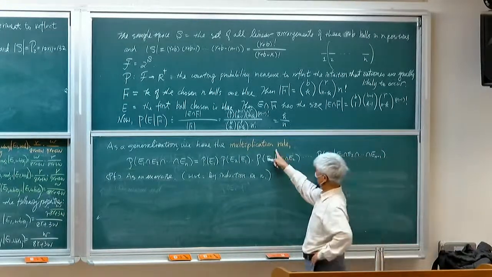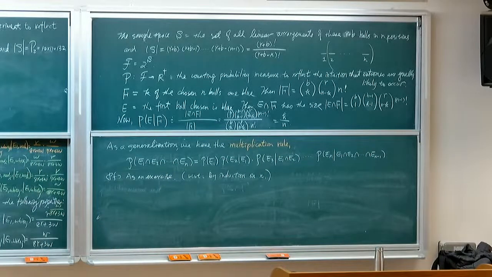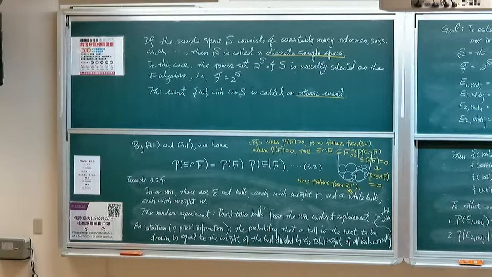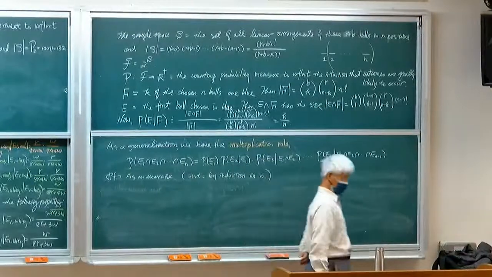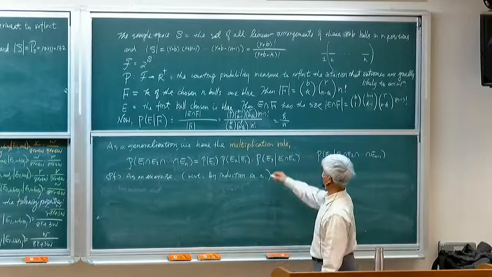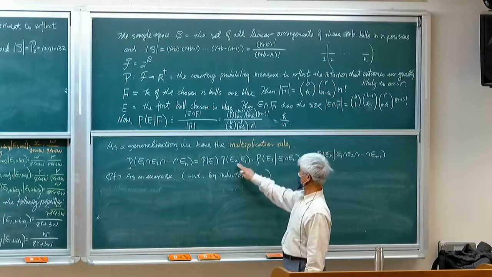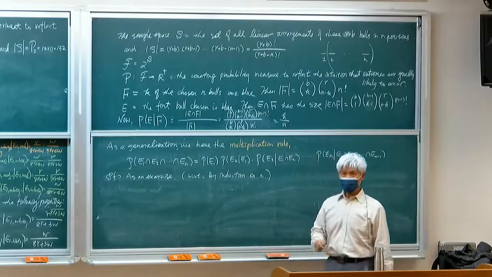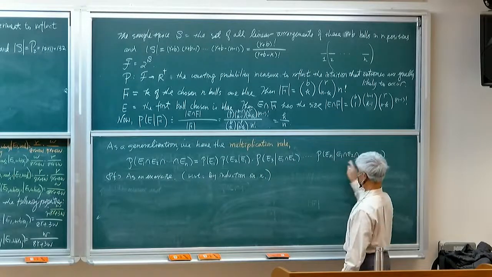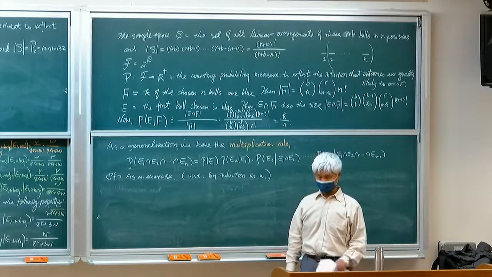Okay, so the multiplication rule actually is a generalization of the identity 3.2. All right? So this formula is useful when the intuition gives you the idea to compute conditional probability, right?